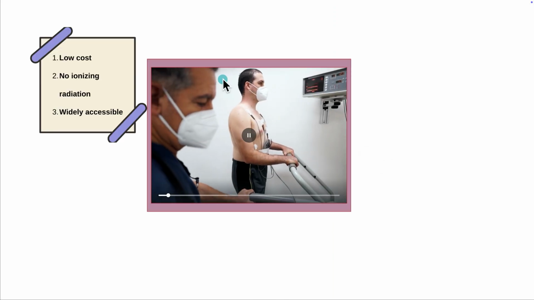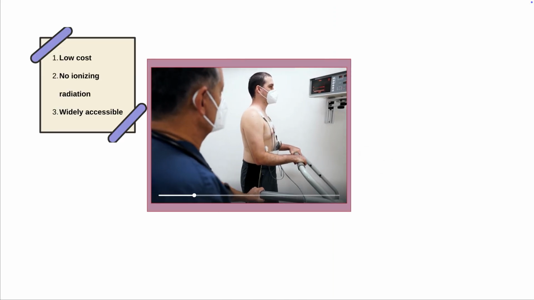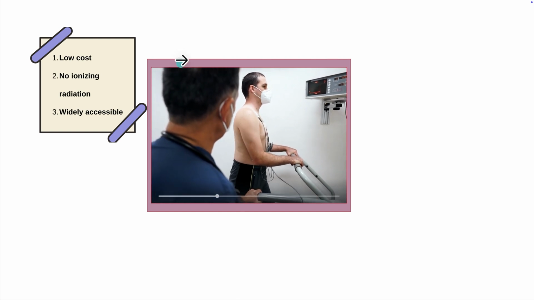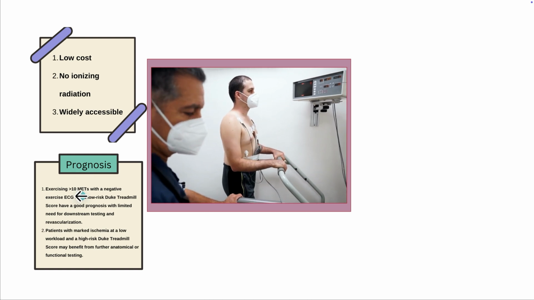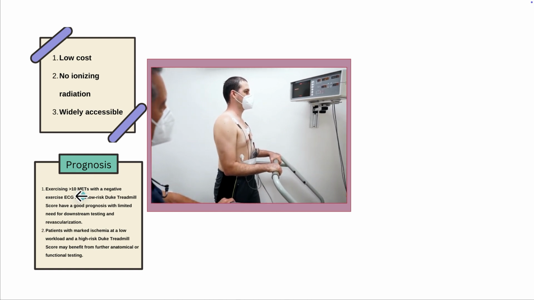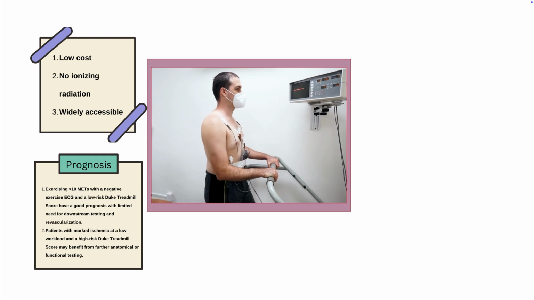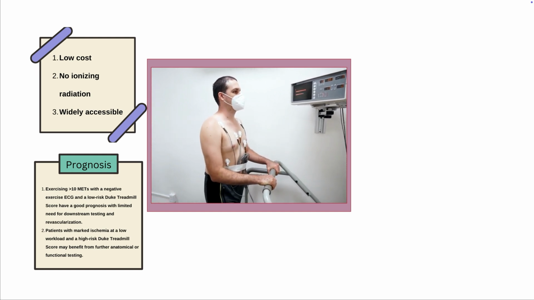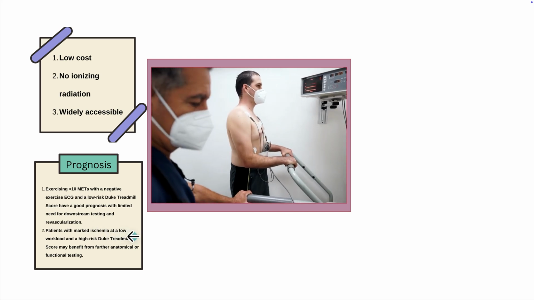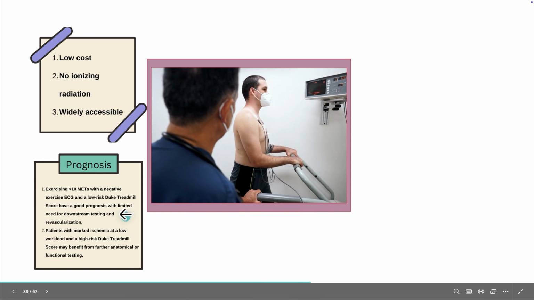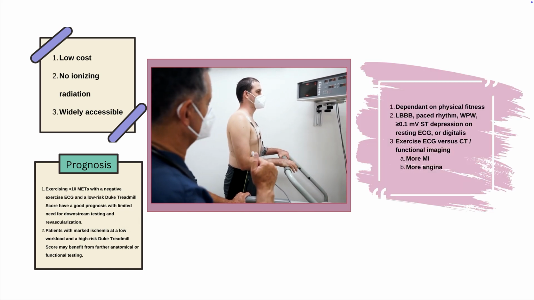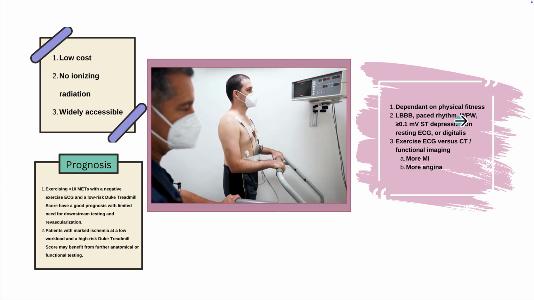Exercise test has been around for years. It's low cost, there's no radiation, it's widely accessible, it provides prognostic information. In patients who can exercise for more than 10 minutes without experiencing any chest pain or ST changes, they have a favorable prognosis and usually will not require further testing. While those patients with marked ischemia at low workload and high-risk Duke treadmill score benefit from further anatomical or functional testing. But the problem with the exercise test is that it depends on physical fitness.